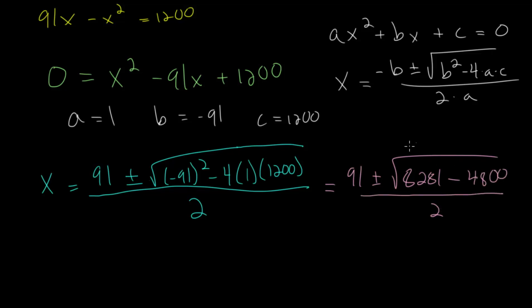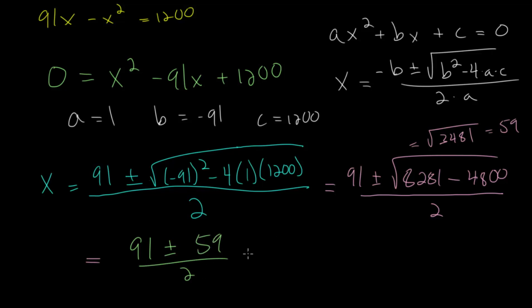And if we simplify this, this just becomes the square root of 3,481, which you may or may not recognize as a perfect square, but it is a perfect square. In fact, this is just equal to 59. So we can now rewrite everything. We have 91 plus or minus 59, all divided by 2.